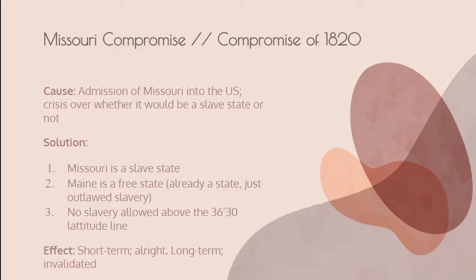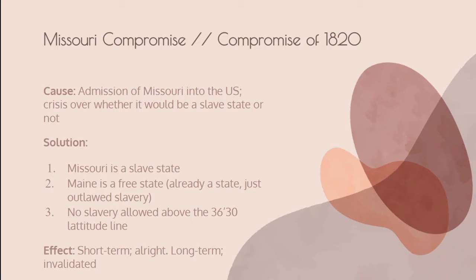Okay, then we have the Missouri Compromise, or the Compromise of 1820, both are the same thing. The cause of this was adding Missouri into the United States. There's a really big crisis over whether it would be a slave state or a free state. And the reason why this balance really mattered is because in the Senate, they would send 2 representatives from each state into the Senate, and they would vote on these very important things. So if you have a bias of those who are against slavery or those who are pro-slavery, we see how their decisions are going to be affected by that.